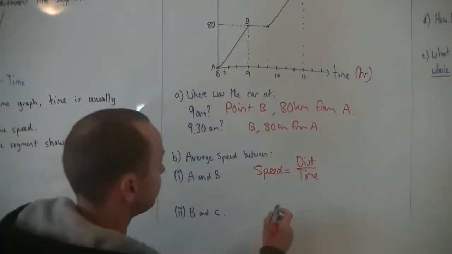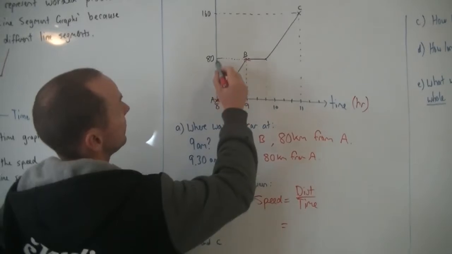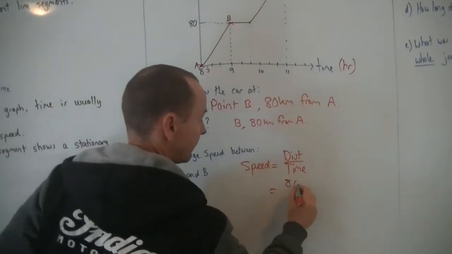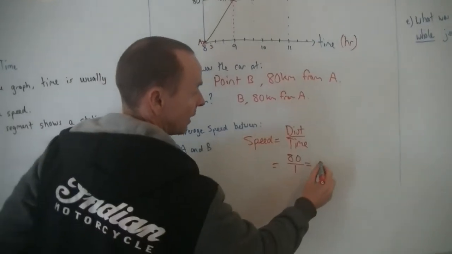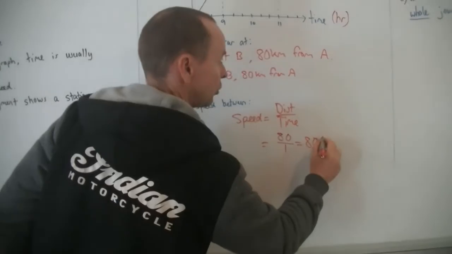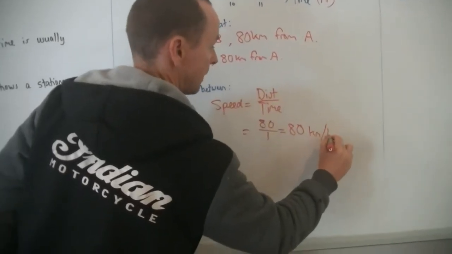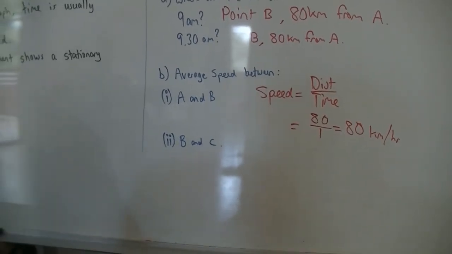So if you have a look here, the distance travelled between A and B is 80 kilometres. So I'll write 80 kilometres over 8 to 9, which is 1 hour. So 80 over 1, which is 80. So the average speed, and make sure to put units, is kilometres per hour. So it's 80 kilometres per hour.